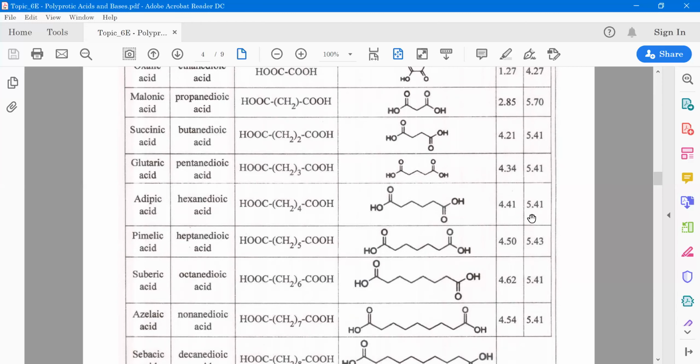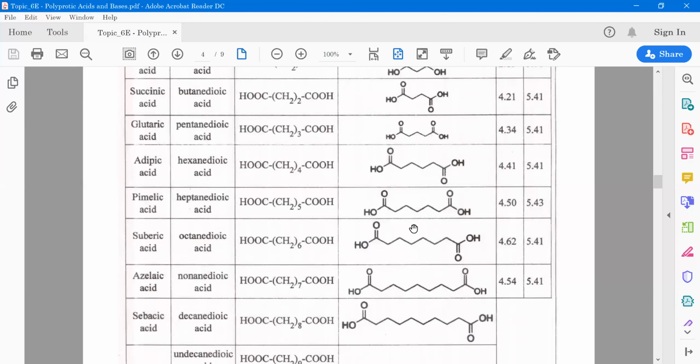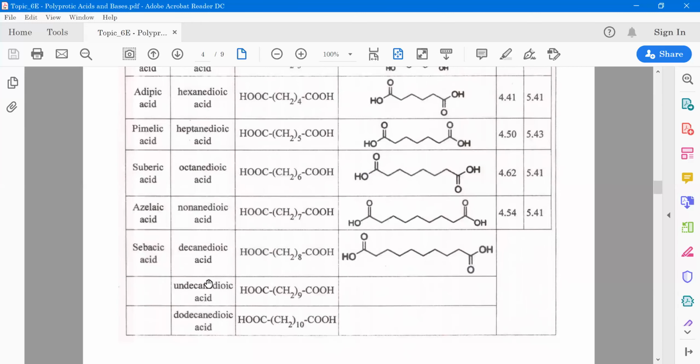The pKa2s are shown here. Now, in fact, this last one has a total of 8 CH2 groups in between. There can be 9 and 10, and they have even longer names, undecane dioic and dodecane dioic acid. And in fact, they have about the same pKa1s and 2s as well.